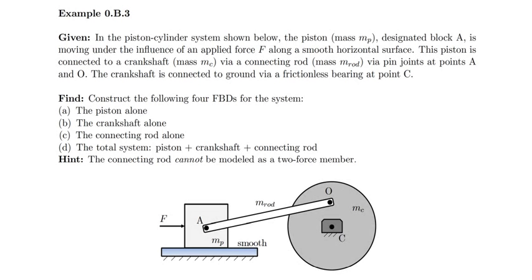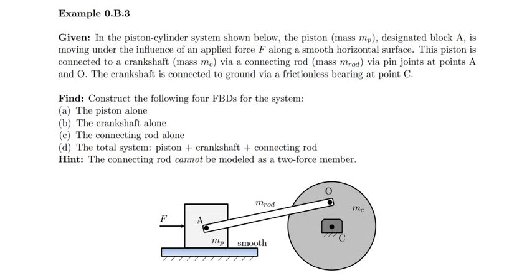So in this example, we have a piston cylinder system as shown, and we're told that the piston has mass little mp, and that it's acting under the influence of an applied force F along a smooth horizontal surface. And we're told that the piston is connected by a connecting rod of mass m sub rod to a crankshaft of mass mc via pin joints at A and point O. And we're told that the crankshaft is connected to ground via a frictionless bearing at point C.